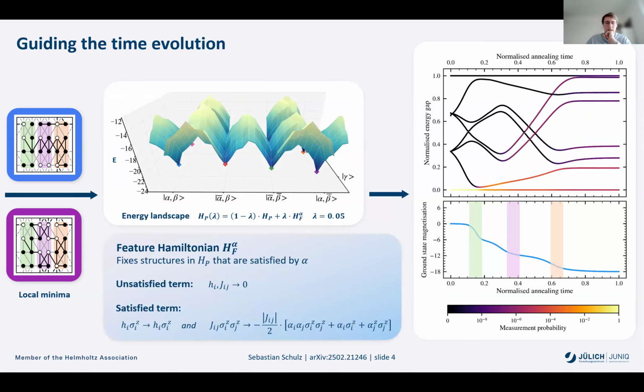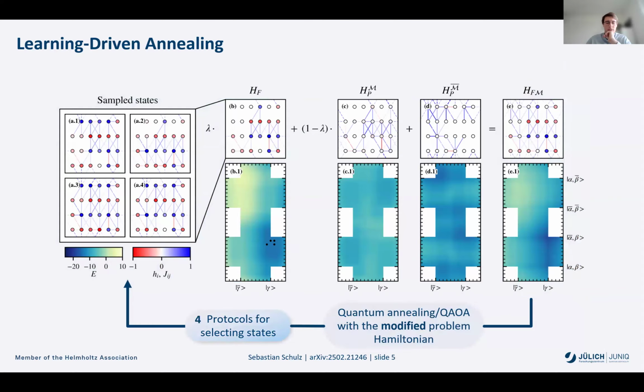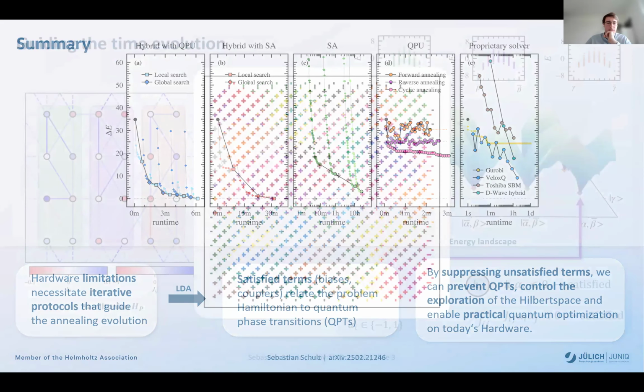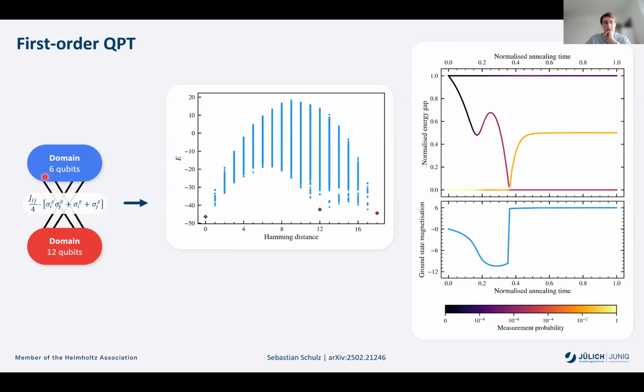For example, I have also here an example of a weighted maximum independent set. This is another problem where we have two domains, a 6-qubit domain and a 12-qubit domain, which is completely connected. So all qubits here are connected to all qubits here. We choose this kind of coupling here, which essentially removes one of these local minima, which would be located here. And what we have here is a small energy gap between this local minimum and the first excited state, and a large gap here. And this, as you can see in the ground state magnetization, gives us a first order phase transition.